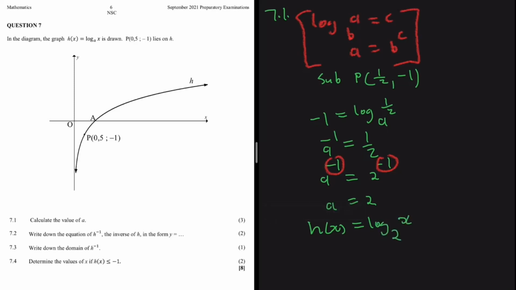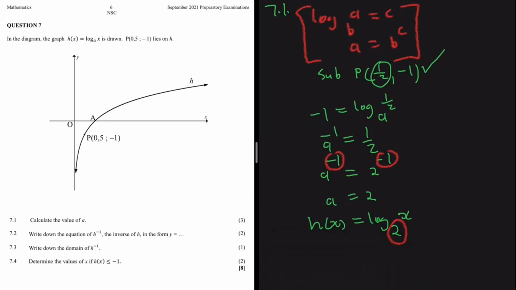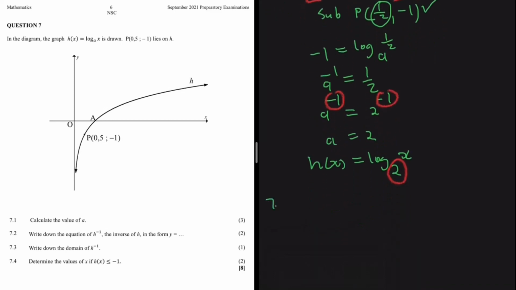Now that you have this 2 here, you can substitute the x value of p and see if you get minus 1 for the y value of p. If you get minus 1, then you know that what you did is correct. If you don't get minus 1, then you made a mistake. Let's move forward and do 7.2.